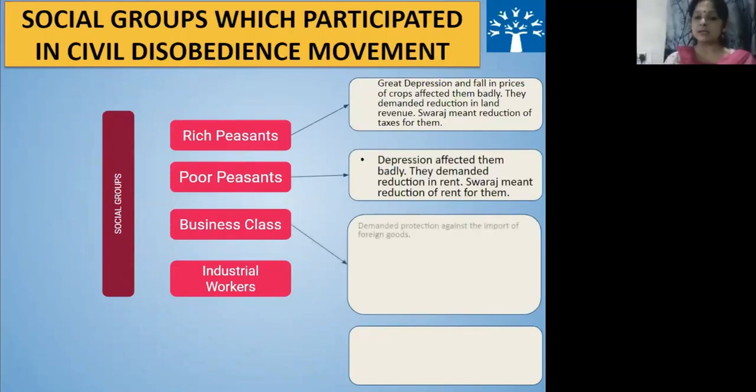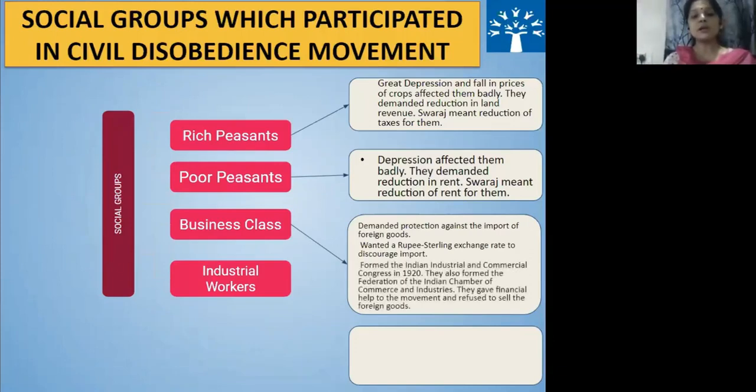The business class demanded protection against the import of foreign goods. They wanted a rupee-sterling exchange rate to discourage imports. They formed the Indian Industrial and Commercial Congress in 1920. They also formed the Federation of the Indian Chamber of Commerce and Industries. They gave financial help to the movement and refused to sell foreign goods.